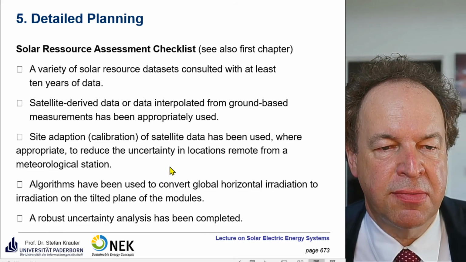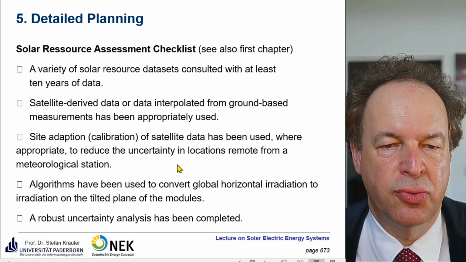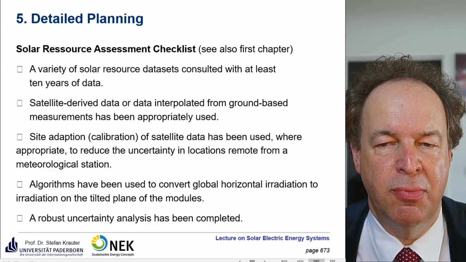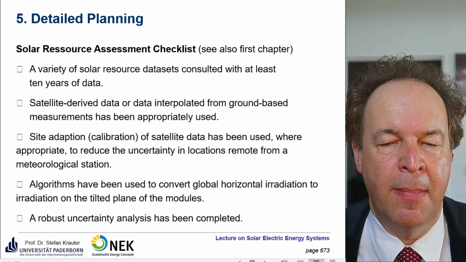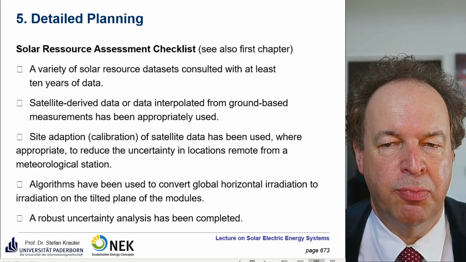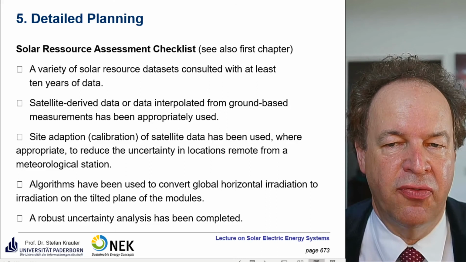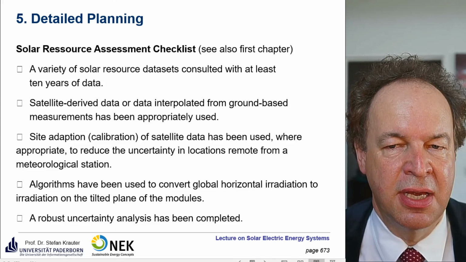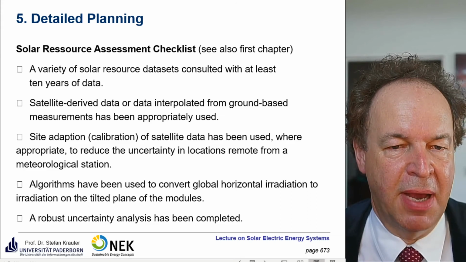Yes, there are some algorithms in place to convert to global horizontal irradiance. That's usually what you measure, data you get from ground-based measurements from meteorology stations, but also from satellite data. They don't have data really for tilted areas, and so this is interpolated by some algorithms.